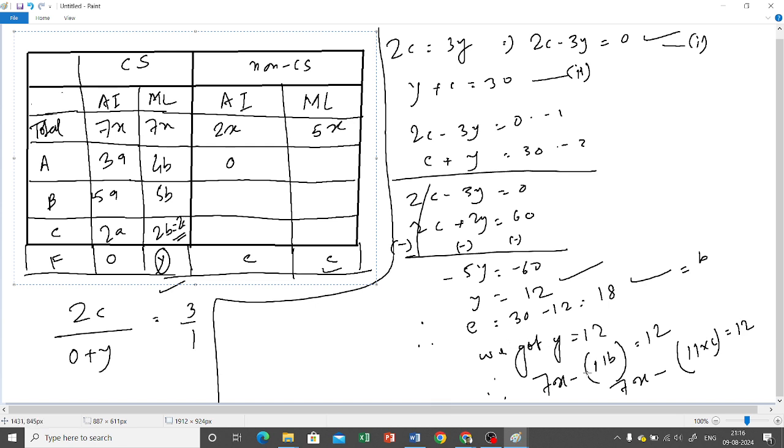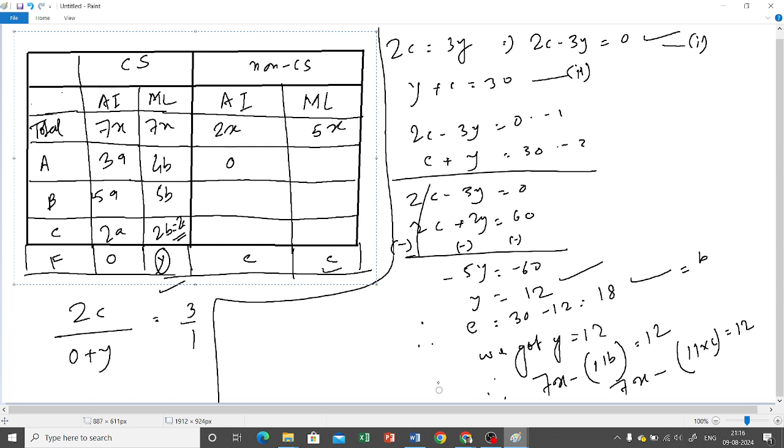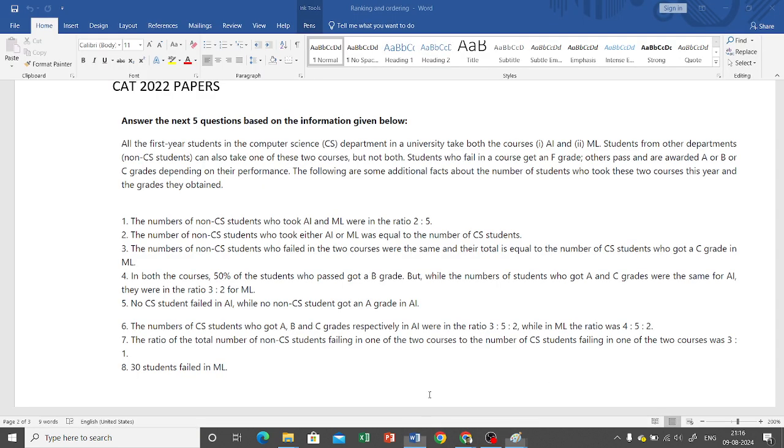And what is y? Y is 12. So I put y as 12, right? And what is c? C is 18. So I put 18, 18, right? So many values you have got. Now we're left to find out this a and all. So let's see how can we get that. Let's search for some other information now.